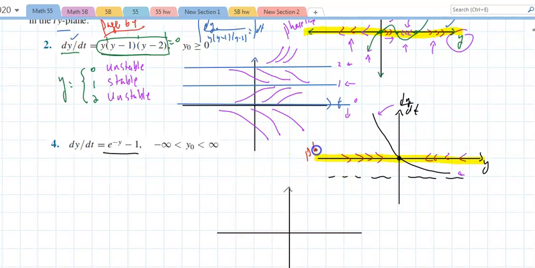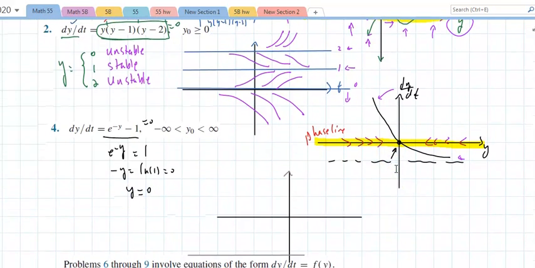That is my phase line. And here, I know that if I set this equal to 0, I'll get e to the negative y equal to 1, negative y equal natural log of 1, which is 0, so y equals 0 is the only point I have to worry about. That's the only equilibrium point.